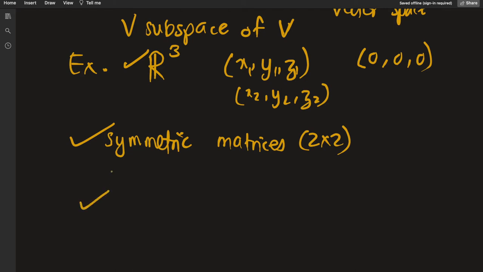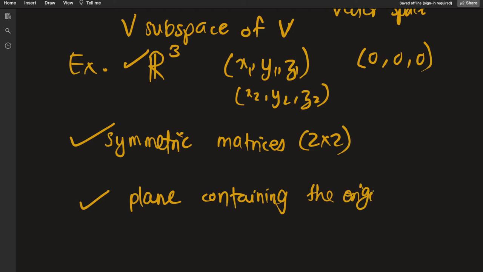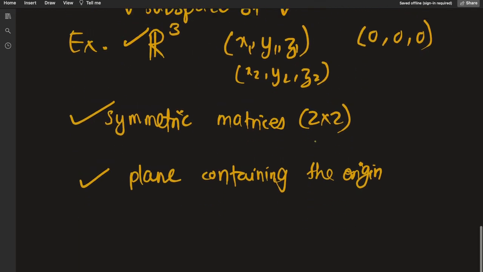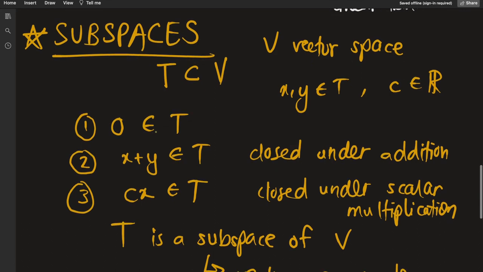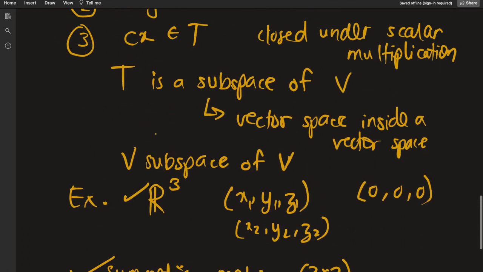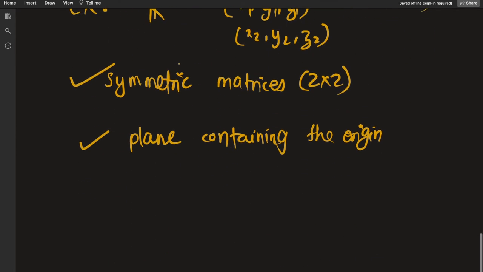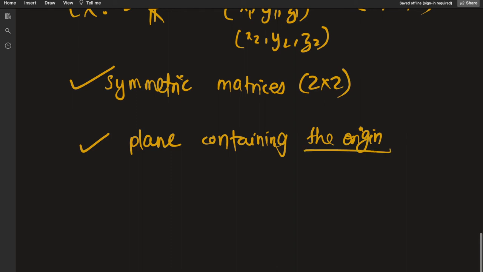And the best one is a plane containing the origin. Now, if a plane didn't contain the origin, it would not be a subspace by definition, because we need the zero element. If it didn't contain the origin, it would satisfy conditions 2 and 3, but it won't satisfy condition 1. And that's important. So look out for this. This is really important.